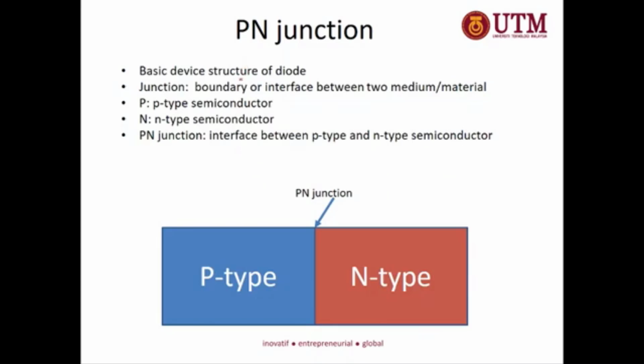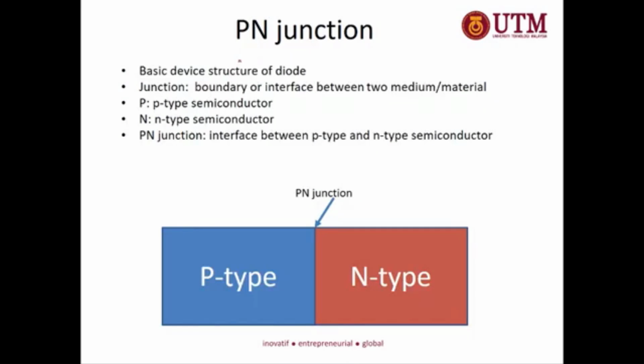Okay. Next in this part, I will explain the basic or common structure of the device that makes the diode. This is what we call the PN junction. In the previous video, I showed you how the diode looks, the symbol of the diode, and then the current-voltage characteristic of the diode.